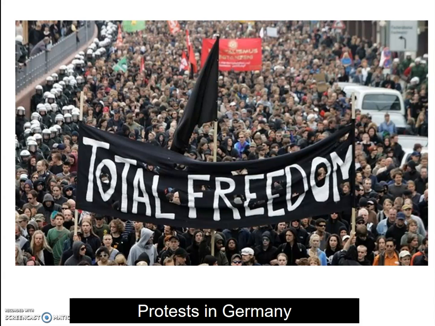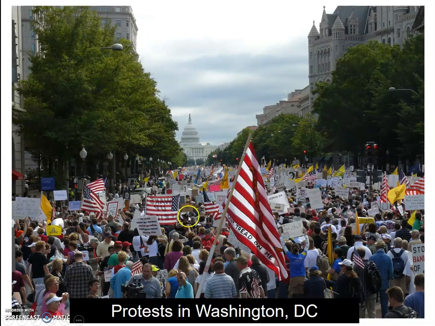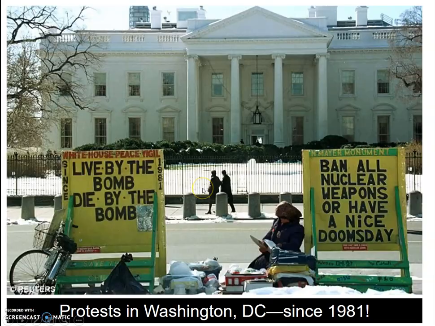These people are protesting in Germany, although you'll see their sign is in English. This is Iran, again, a Middle Eastern country that is not necessarily a free country. These people are protesting for more freedom. Same even here in Washington, D.C. There's the United States Capitol building, the people marching towards the Capitol to protest for more freedoms.